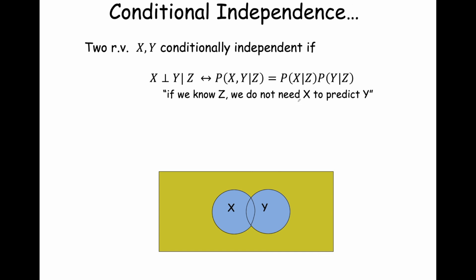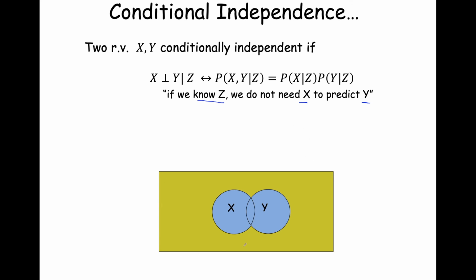So that brings up the idea of conditional independence. Conditional independence between two random variables, we say they're conditionally independent variables x and y if, when you condition on a third variable, we'll call that z, and that could be a random vector or a random variable, the joint is equal to the product of x given z times y given z. And so what this says is that if you know z, you do not need x in order to predict information about y. So how would we depict this in a Venn diagram?